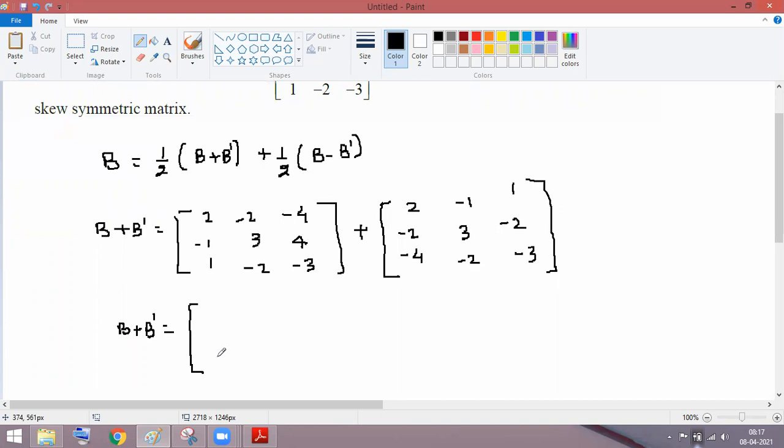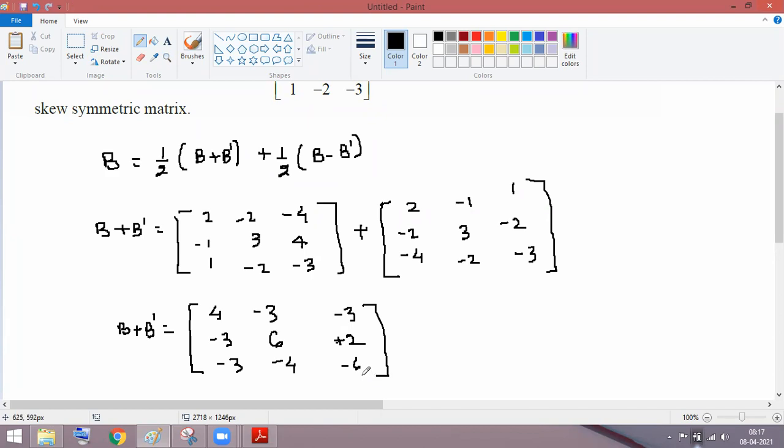After that, if we add B plus B dash, क्या मिल जाएगा B plus B dash का वैल्यू? तो 2 plus 2, 4, -2 plus -1 कितना हो जाएगा? -3, -4 plus 1, -3, -1 and -2 कितना हो जाएगा? -3, 3 plus 3, 6, and 4 plus -2 कितना हो जाएगा? 2. Okay, then 1 plus -4, -3, then -2, -4, -3, -3, -6.